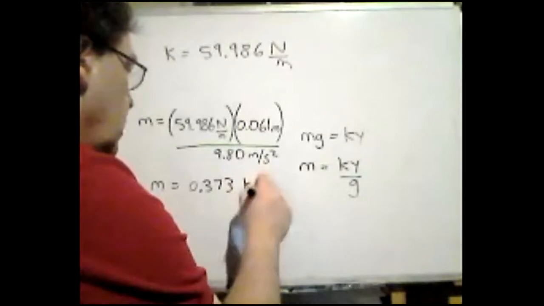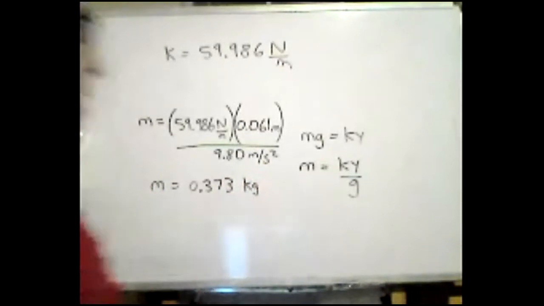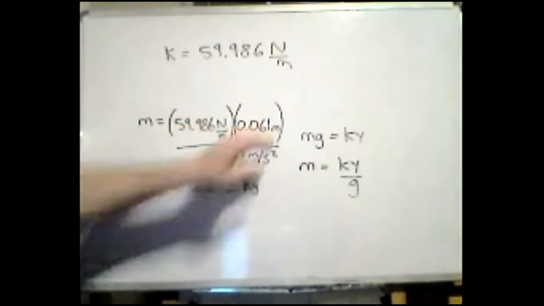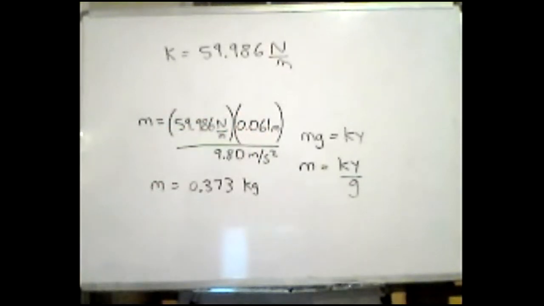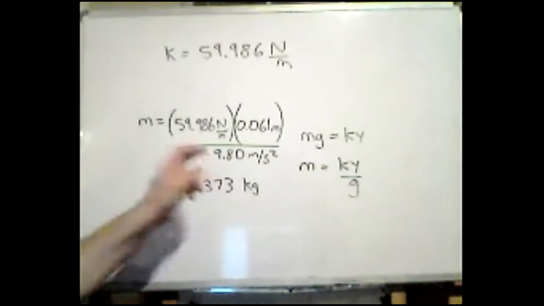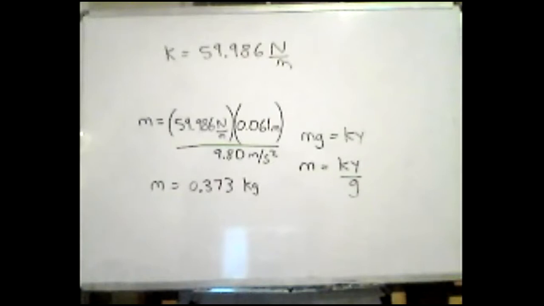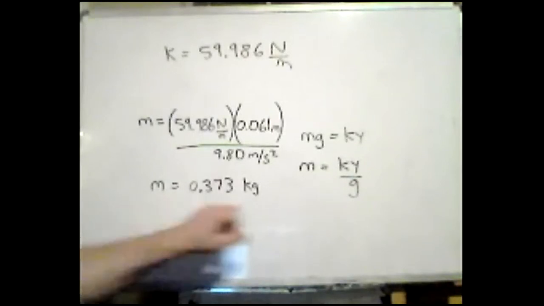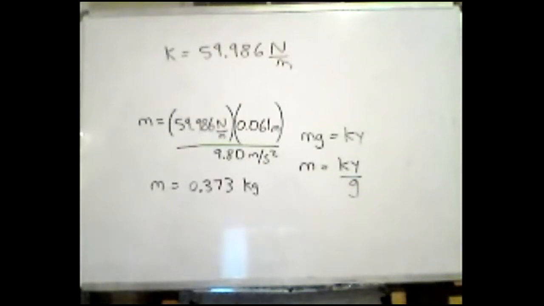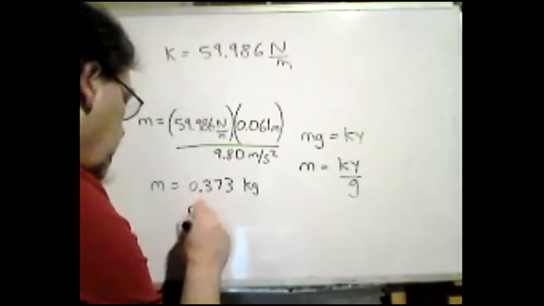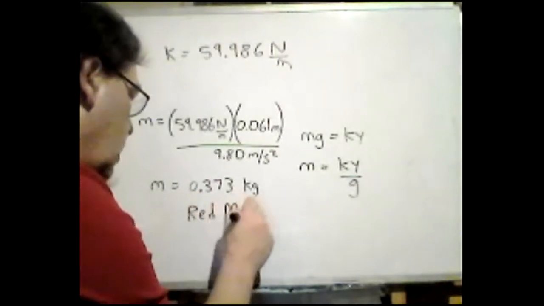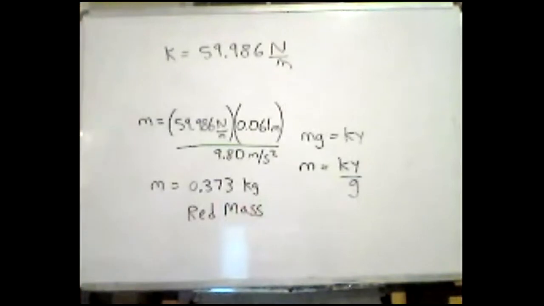So again, I know the spring constant from the previous work I did. I was able to measure the vertical displacement when I hung it on the spring, and I know that we're on the Earth, so I know gravity. So I'm able to find the unknown mass. Again, this is the red mass. I want you to do the blue mass, just like I did the red mass. You go through the same process.